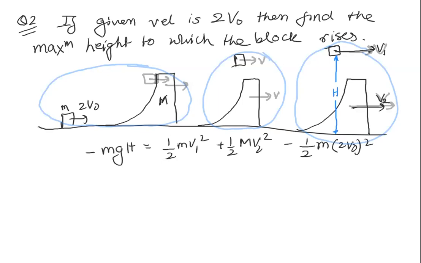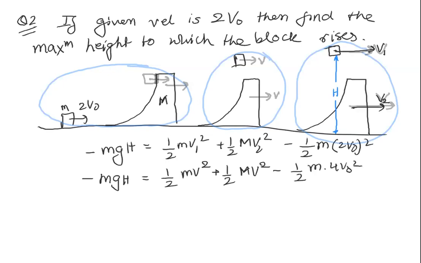Okay, so then we get minus mgh is equal to half mv square plus half Mv square minus half m into 4v naught square. Okay, and then from conservation of momentum, so this is, let's say, scenario 1, let's say this is scenario 2, then m into 2v naught is equal to m plus M into v.